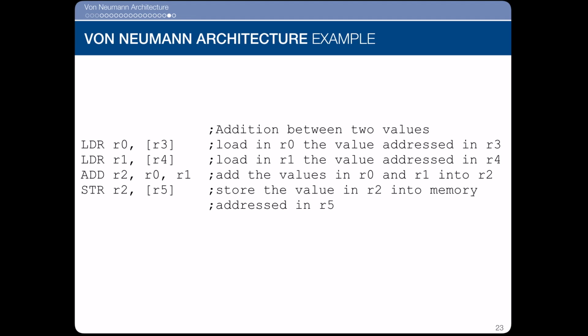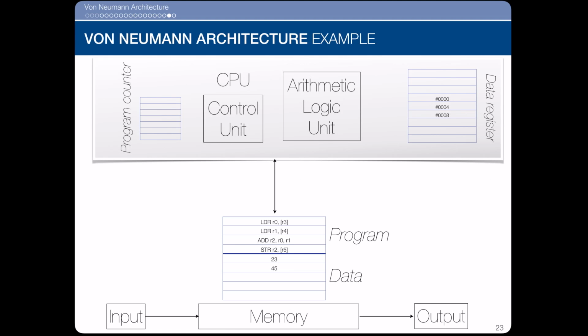Then in R0 and R1 we have the two values we want to add, and we can perform the add operation and put the result into the register R2. And finally we can put the result from the register R2 to the main memory at an address given in the register R5. Let's take an example. As you can see here in the program section, we have our 4 instructions, and in the data registers, we already have addresses of the components we are going to use in the main memory.